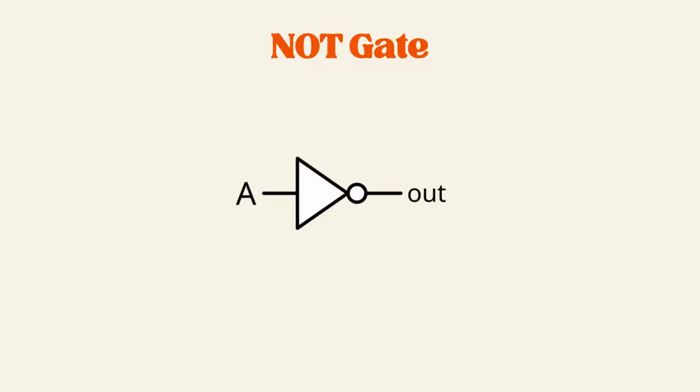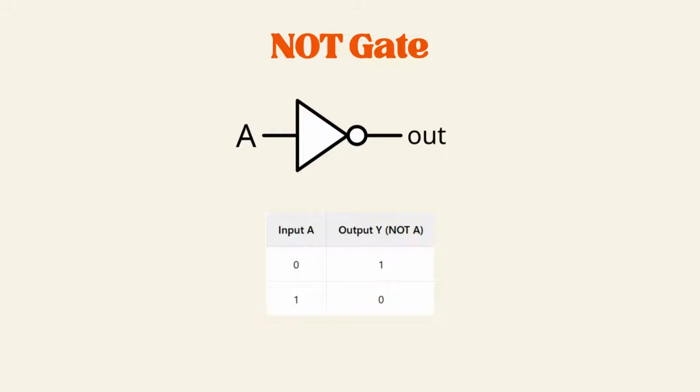Not gate. The simplest in structure, it has only 1 input and 1 output. Its logic rule is inversion. If the input is high voltage, the output is low voltage. If the input is low voltage, the output is high voltage. It's like a mirror that always reverses the state of the input. This provides the crucial inversion capability for combining more complex logic later.